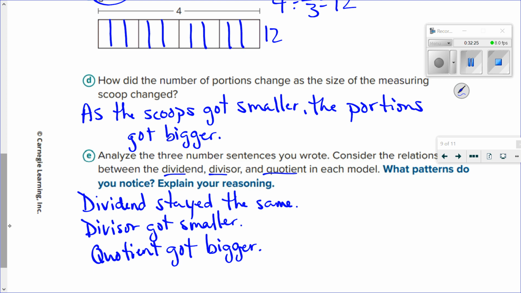So, when my dividend stays the same, if my divisor gets smaller, my quotient gets bigger. In other words, I get more portions when I'm dividing by fractions. Is this making sense to everyone so far?